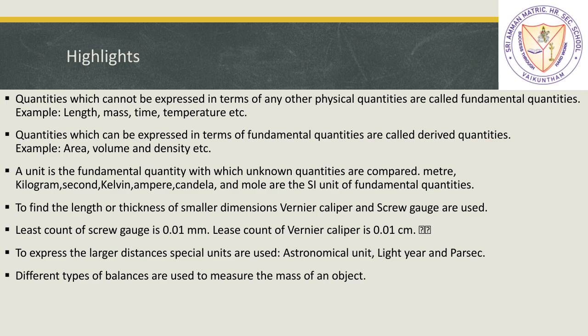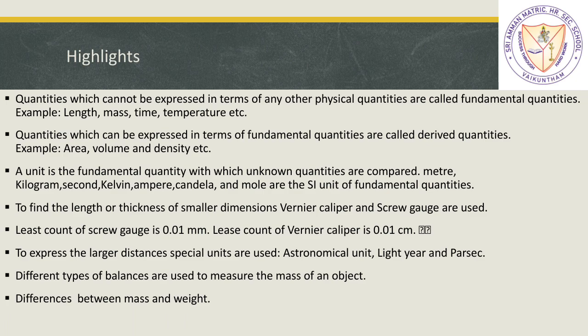Then we studied different types of balances used to measure the mass of an object. They are the physical balance, common balance, digital balance, and the spring balance. Then we studied the major differences between mass and weight, and we understood that in day-to-day life we misinterpret mass as weight. Mass is the amount of substance or amount of matter present in an object or a body, whereas weight is the amount of gravitational pull experienced by the object.